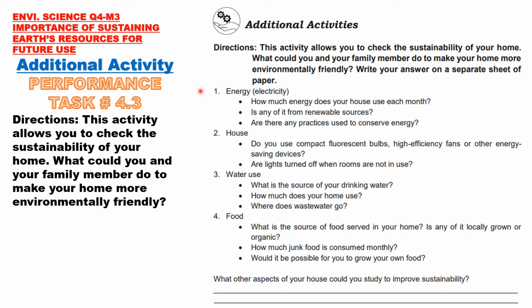Number 1, in terms of energy or electricity. 2, in terms of your house. 3, in terms of water use. And number 4, in terms of food. So answer the questions for each number. And then, answer also the final question, what other aspects of your house could you study to improve sustainability?